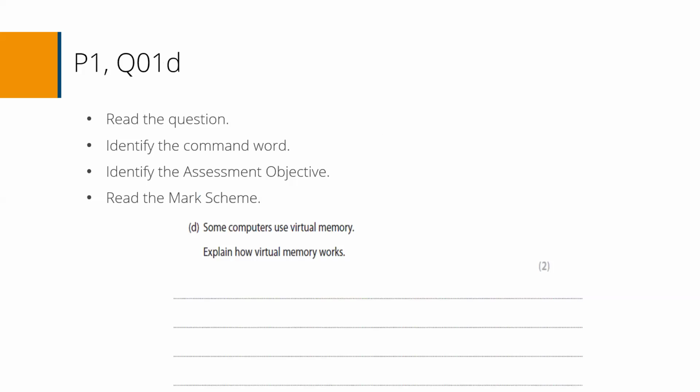Okay, so here's the first task. If you've got your booklet available, this starts on page 13 of the sample questions booklet, and here's the question. Some computers use virtual memory. Explain how virtual memory works. The command word here is explain, and as I told you before, we would be looking for that element, a statement followed by an expansion.